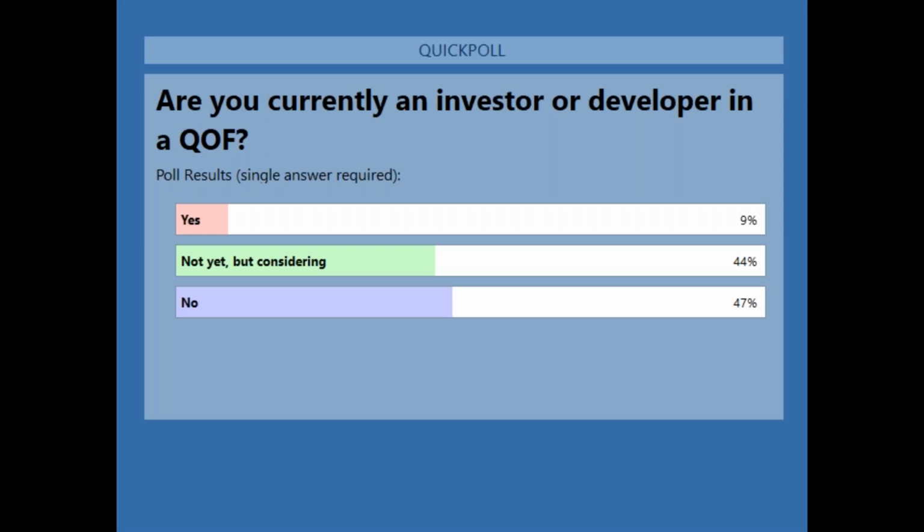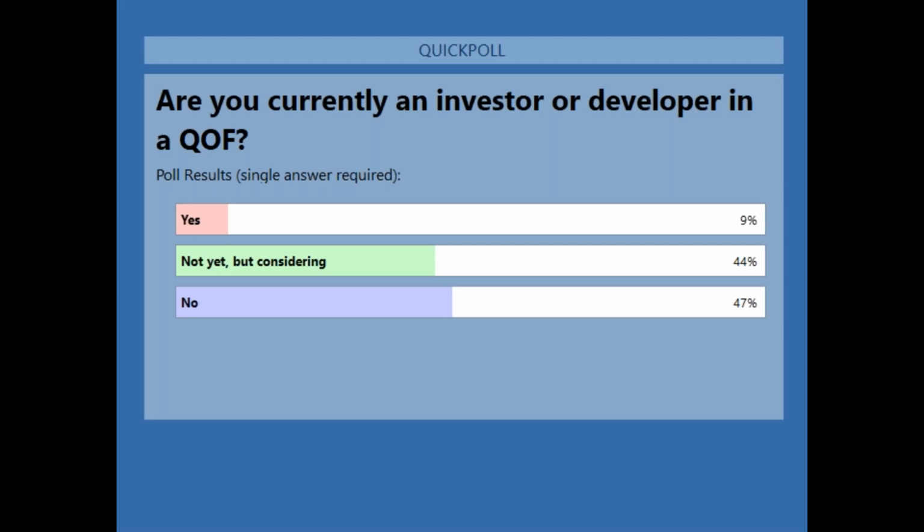So, are you currently an investor or developer in qualified opportunity funds? Only 9% of people said yes. 44% said not yet, but they are considering it. And 47% say no. So my question for you gentlemen is, does that tailor with your feeling on the audiences that you speak to about qualified opportunity funds?